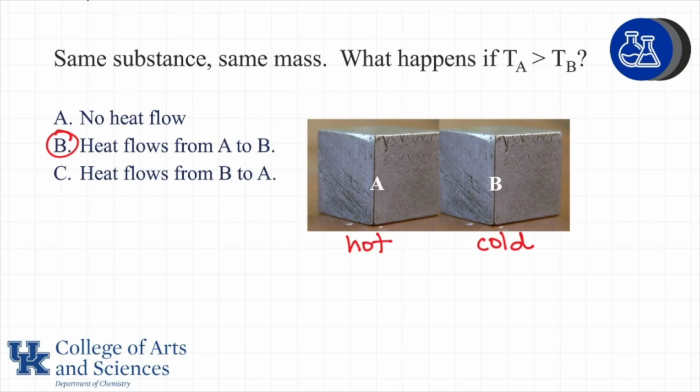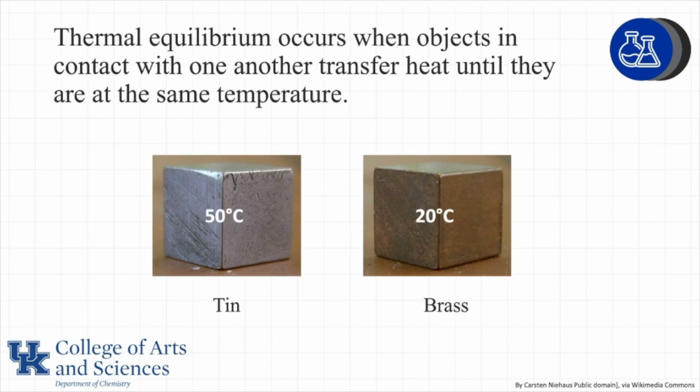colder object. This is the same thing that happens when we look at ice in a cup of water. The water is warmer than the ice. Heat flows from the water to the ice and causes the ice to melt. Thermal equilibrium occurs when objects which are in contact with one another transfer heat until they are at the same temperature as each other. Note that that temperature, while it will be between the two original temperatures, will not be necessarily halfway between those two temperatures.